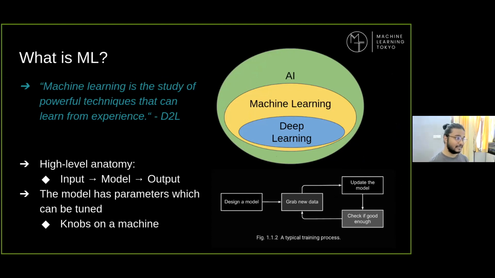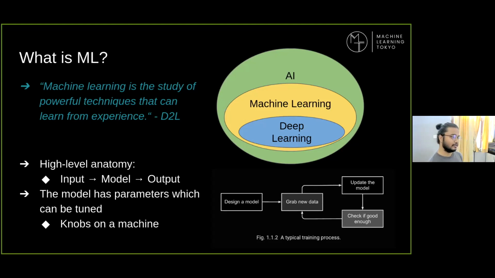So we start by understanding what is machine learning. According to this book, machine learning is a study of powerful techniques that can learn from experience. And that experience could be in the form of labels. That experience could be in the form of exploration. Like for example, if we give an agent an environment itself, an agent can learn from it, or it could learn from data on its own, like in the case of unsupervised learning.